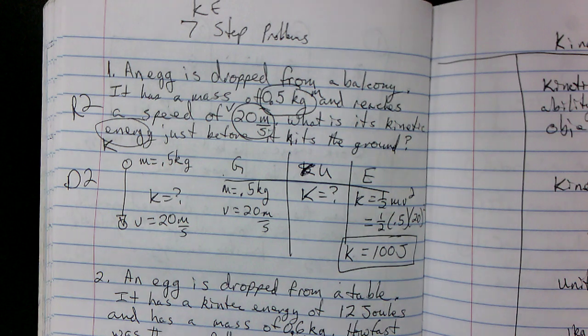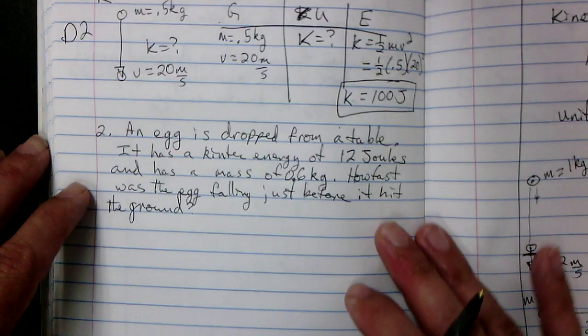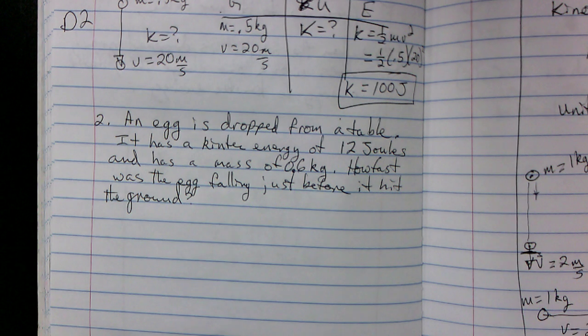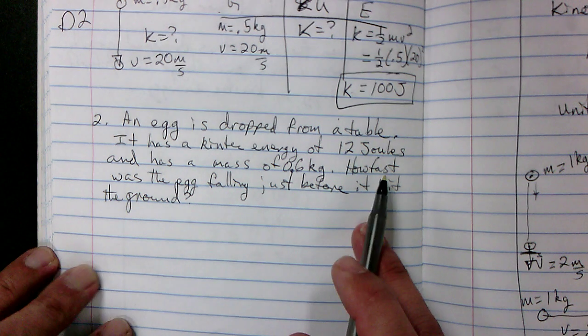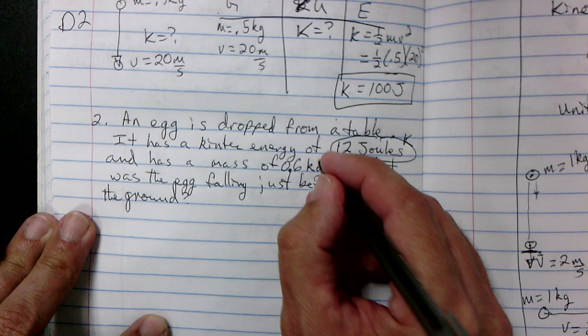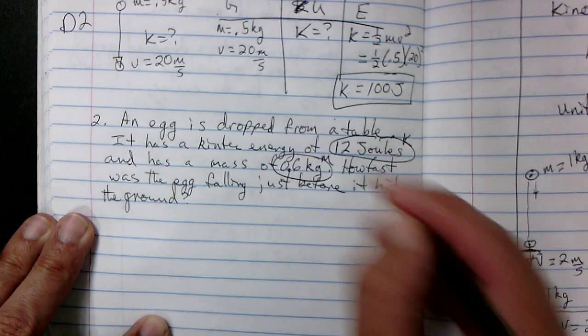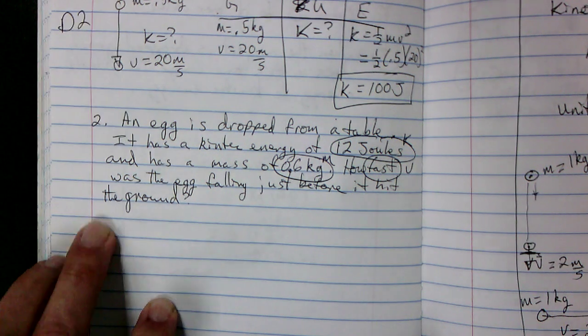Pretty straightforward, pretty simple. Okay, so please watch this one because this is where most people mess up on their math when they're doing energy problems. Okay? An egg is dropped from a table. It has a kinetic energy of 12 joules. That's K, and has a mass of 0.6 kilograms. How fast was the egg falling? How fast? That's a velocity question.